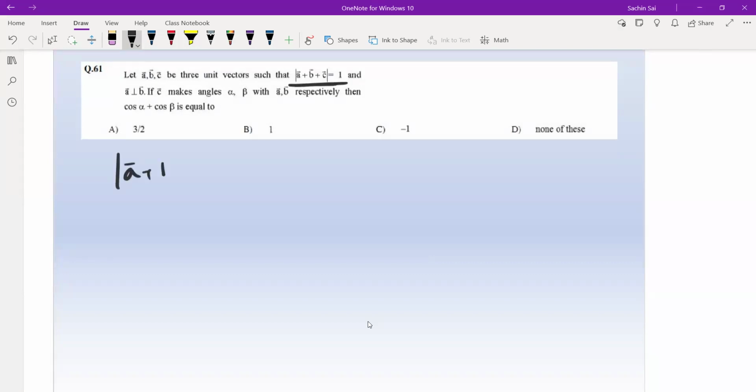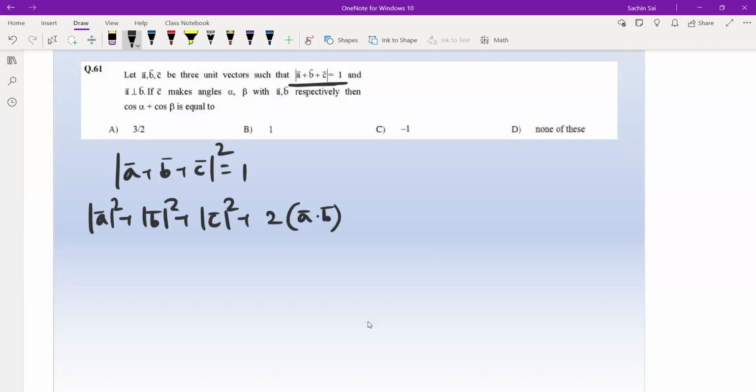I have modulus of A bar plus B bar plus C bar equals 1, which means even if I square it, I will get 1. Now, if I expand modulus of A plus B plus C whole square, I have mod A square plus mod B square plus mod C square plus 2 times A dot B plus 2 times B dot C plus 2 times C dot A equals 1, right?